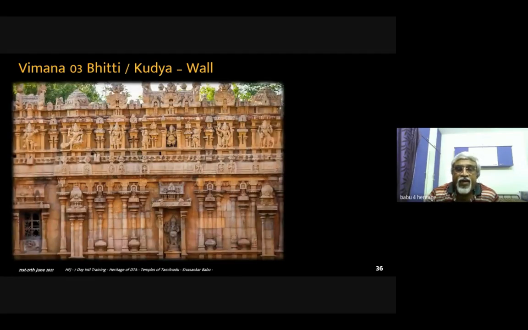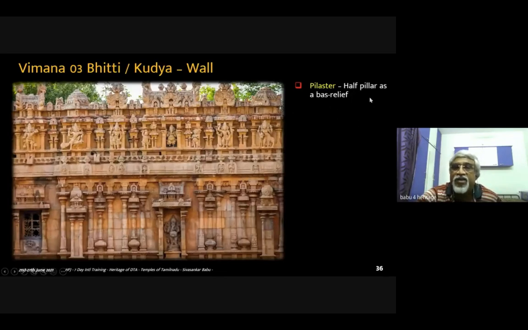So on top of the Vimana, we have seen Upapida and Adhisthana. On top of it, the wall portion is called Bitti or Kudiya. In a Garbhagraha, the entrance Mahadwara will be on one side. The other three sides are closed. These closed sides will have a lot of embellishment or decorative elements.